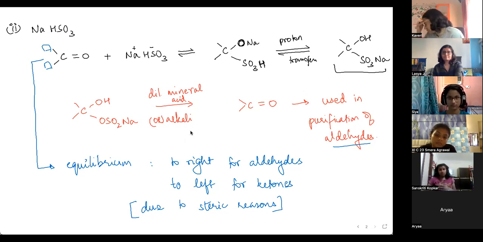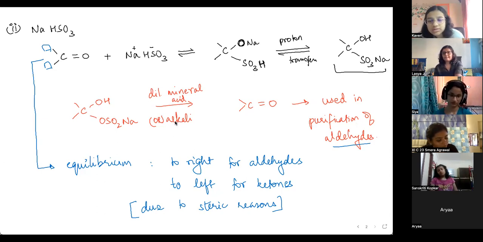The one that you've written in red, this process is used for purification of aldehydes. In the purification, this is the additional step that you undergo. Wash it with some dilute mineral acid or an alkali, and you get your aldehyde back.